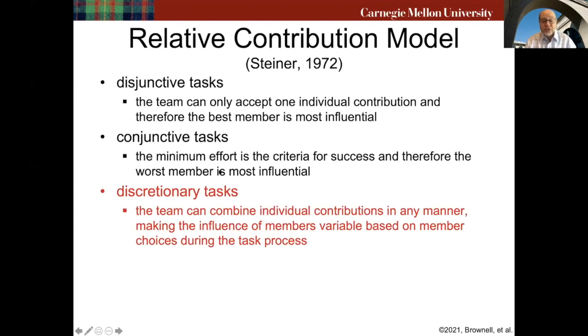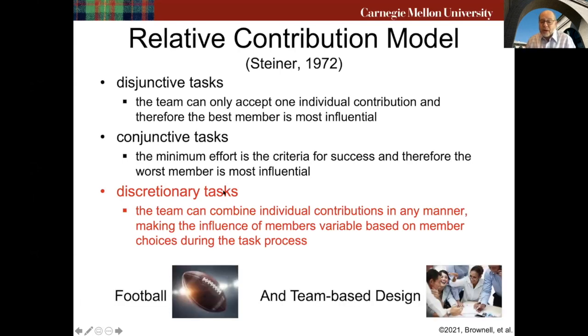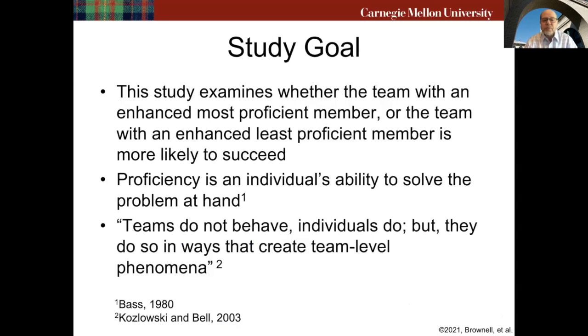And that's the result of what we're going to focus on today, the result we see in football, but it's also what happens in team-based design, where these are really discretionary tasks. There's multiple people contributing, and together something emerges, some solution emerges. So the goal of this particular work was to examine whether the team with an enhanced most proficient member or the team with an enhanced least proficient member is most likely to succeed. Given a team, should you improve the best member or should you improve the worst performing member to make the team as a whole perform better?